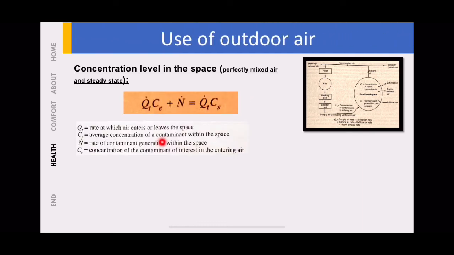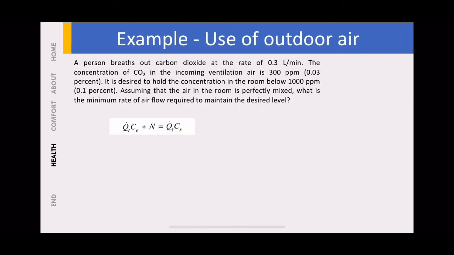So the equation, which is very simple: Q_T C_E + N = Q_T C_S. Q_T is the rate of air that leaves or enters the space. C_S is the average concentration of contaminant within the space. N is the rate of contaminant generation within the space, right? How much contaminant is generated. And the last one, C_E, is the concentration of contaminant in the entering air. So let's do one example.